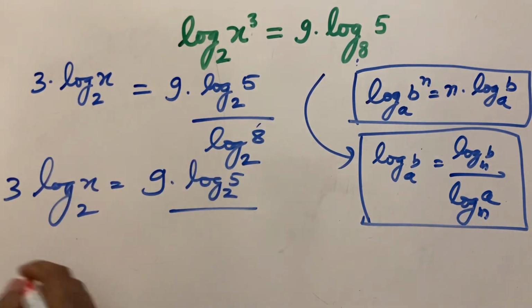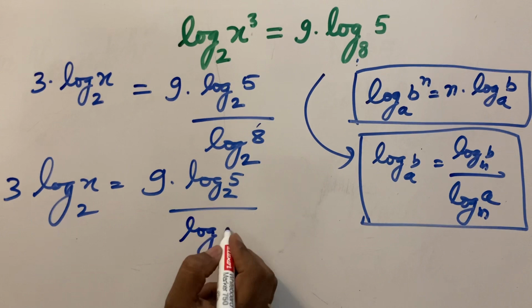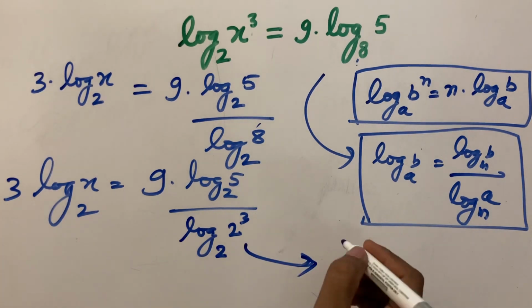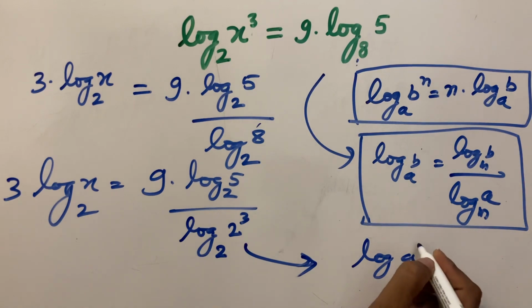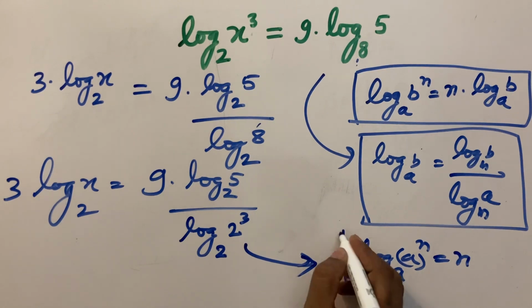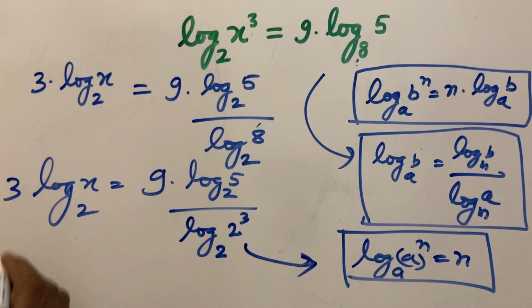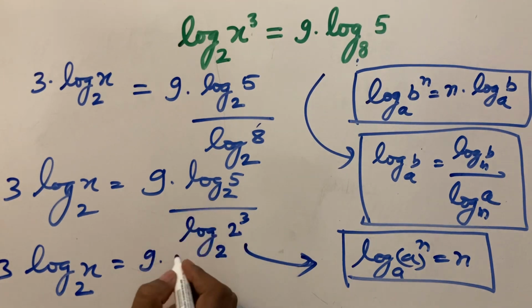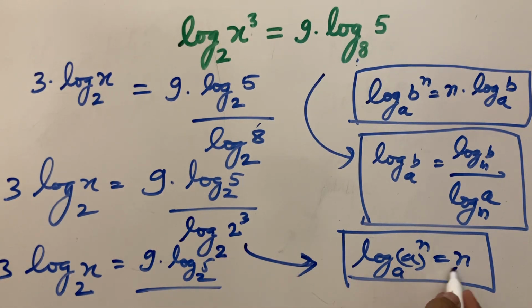also equal to 2 to the power 3, so this can be written as log 2 to the power 3 to base 2. So this can be simplified by a logarithm rule, that is log a to the power n base a is equal to n. So this simplifies to 3 log x base 2 equals 9 log 5 base 2 divided by, from this formula, this simplifies to 3.